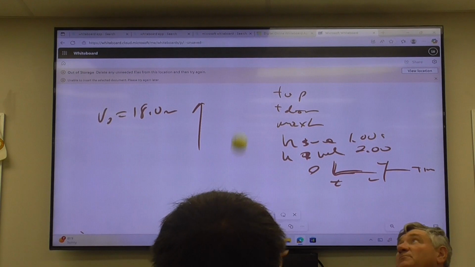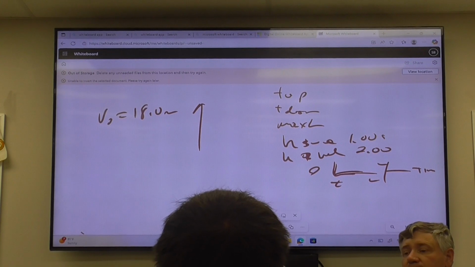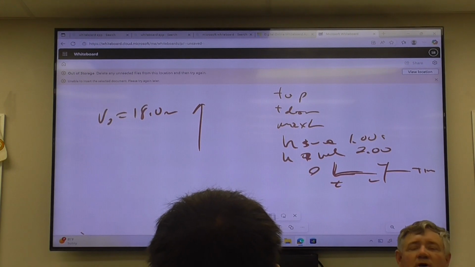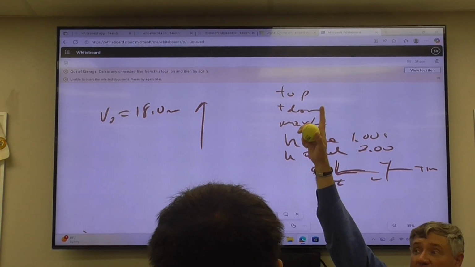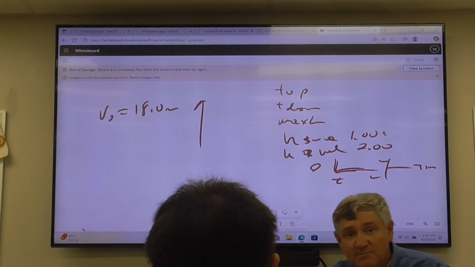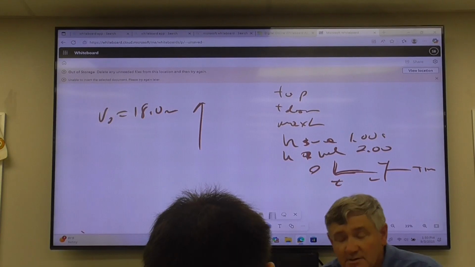So here's the deal, I'm going to throw the ball up in the air. Acceleration. What else do you know? Final velocity, where? At the peak. At the very peak, what's the velocity going to be? 0. So I'm going to go from 18 meters per second to 0.